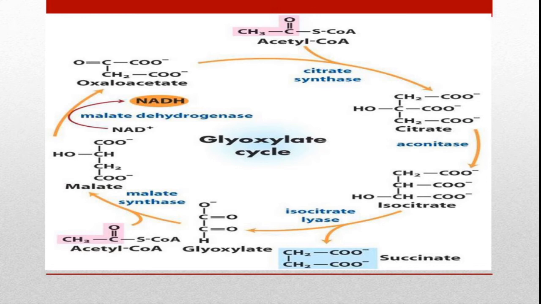Each turn of the glyoxylate cycle consumes 2 molecules of acetyl coenzyme A and produces 1 molecule of succinate, which is then available for biosynthetic purposes. The succinate may be converted through fumarate and malate into oxaloacetate, which can then be converted to phosphoenol pyruvate by PEP carboxykinase and thus to glucose by gluconeogenesis.